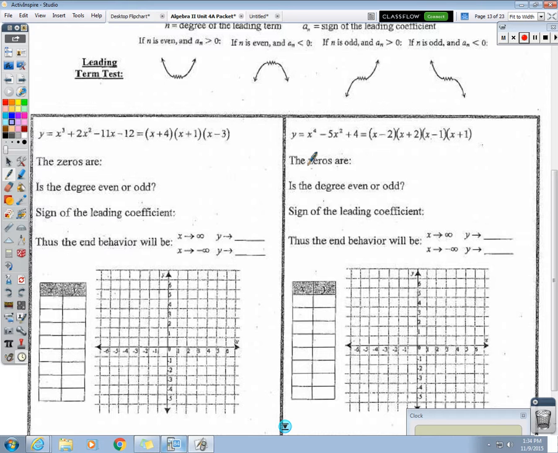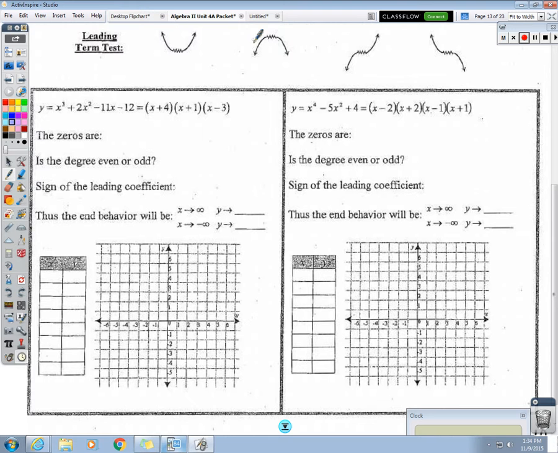You have even graphs and you have odd graphs. These two graphs, the first two, are both what? They're both even. Now they look different. This one's opening up, this one's opening down. But to be even, you just have to have the ends going in the same direction. Aren't these both going up? And these are both going down? So since their end behavior is the same direction, they're even.